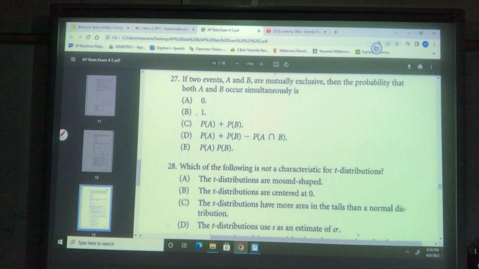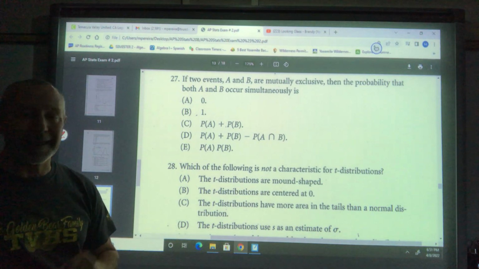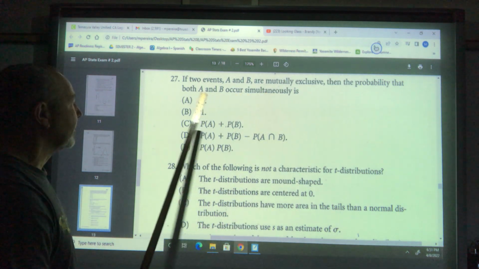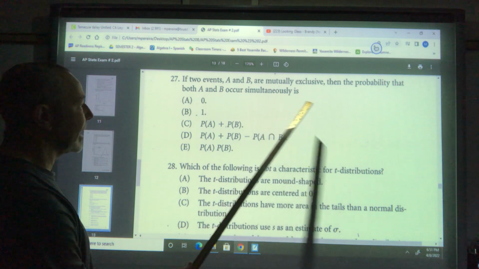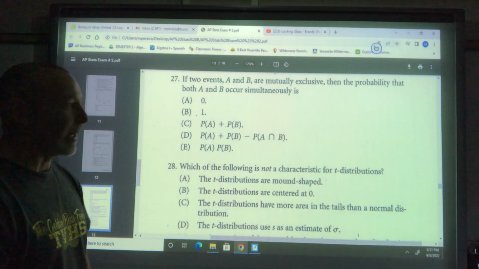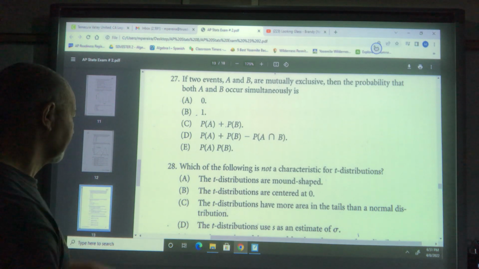If two events A and B are mutually exclusive, what does that mean? The definition of mutually exclusive is two events share no outcomes and cannot happen at the same time. So if that's true, then the probability that A and B occur simultaneously would be 0, okay? They cannot occur at the same time. That's what mutually exclusive means, so A is my correct choice there.